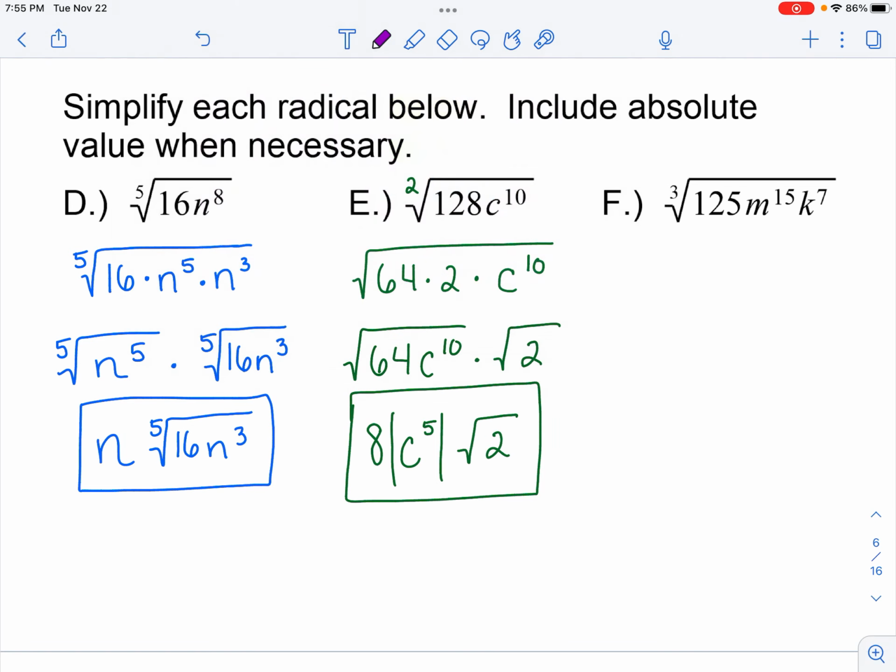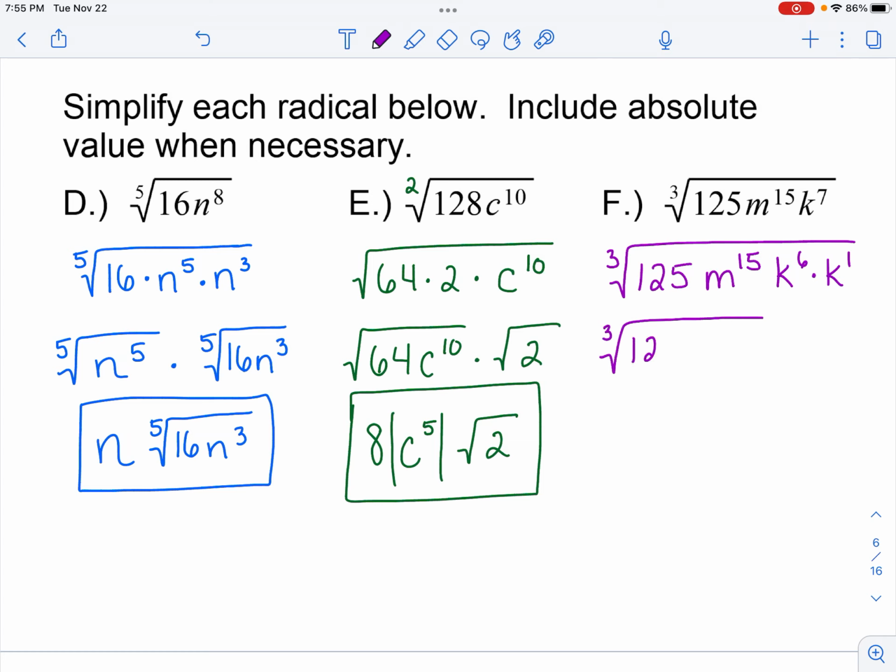And last but not least, F. All right, cube root. So I want to figure out what perfect cube goes into this expression. Now, 125 is a perfect cube. I don't need to split up the m to the 15th because this is a cube root problem, and I can do m to the 5th to the 3rd to get to m to the 15th. The k to the 7th I'm going to split into k to the 6th times k to the 1st. And then I'm going to break this apart.